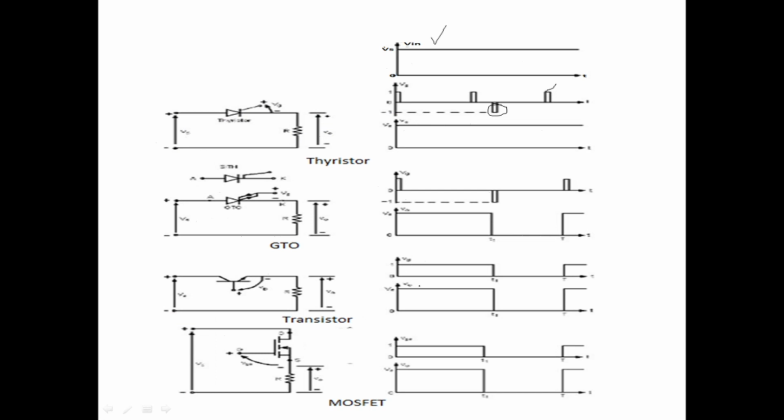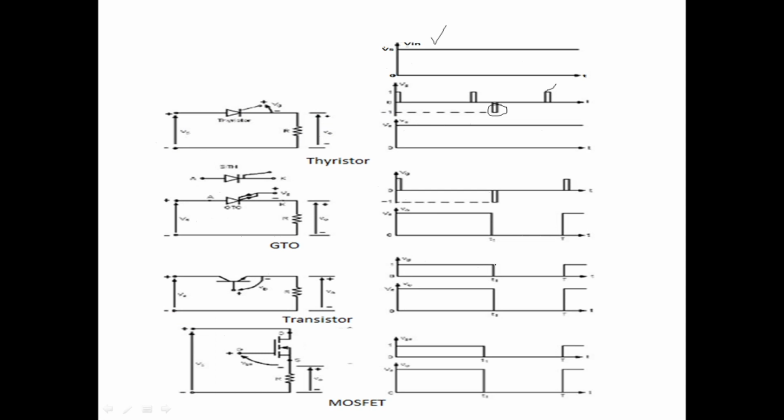For how long you want to keep this transistor in the on state, for that much duration we should keep VBE more than 0.7, or whatever is required, depending on your circuit.